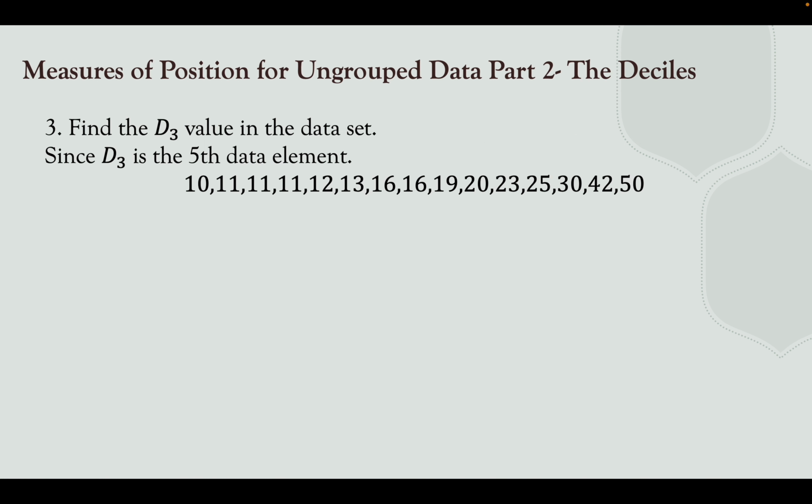Next, we need to find the value of D sub 3 in the data set. Since our D sub 3, or third decile, is the fifth data element, we count 1, 2, 3, 4, 5. So our D sub 3, or third decile, is 12.